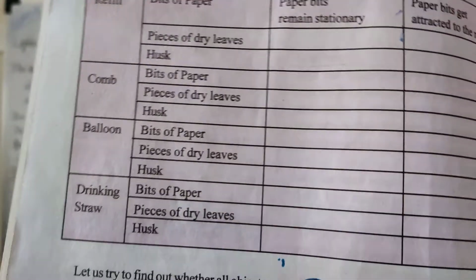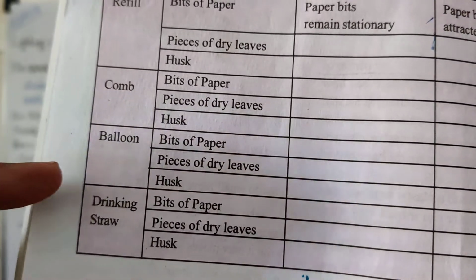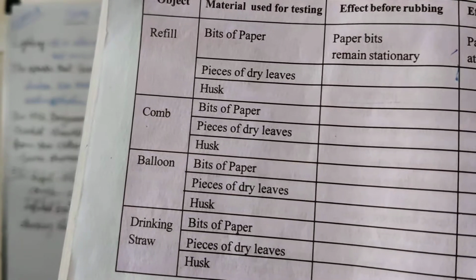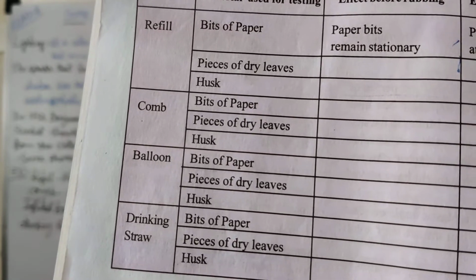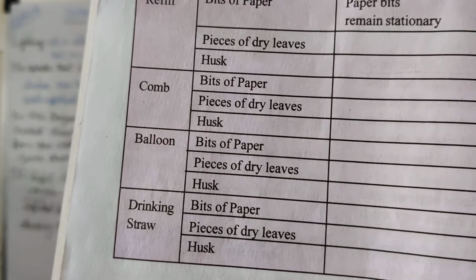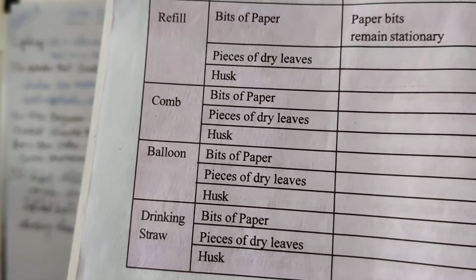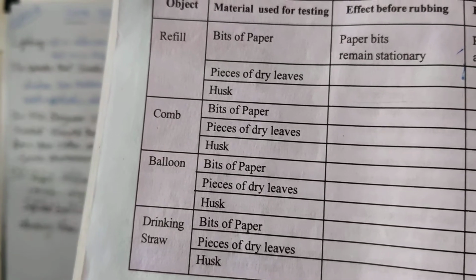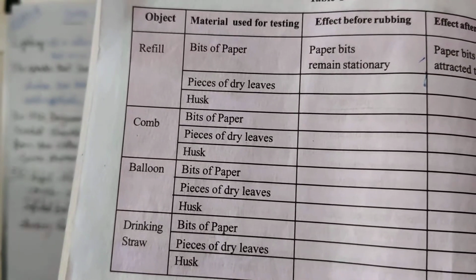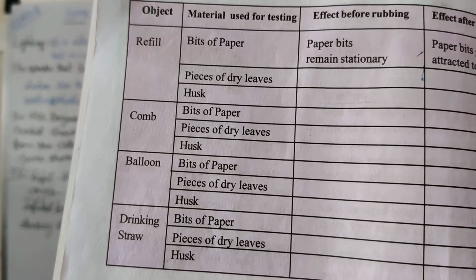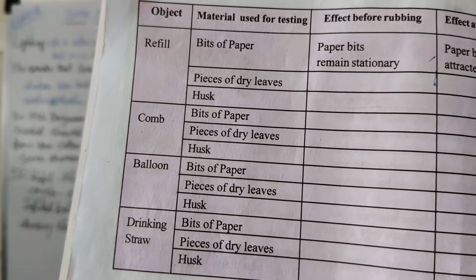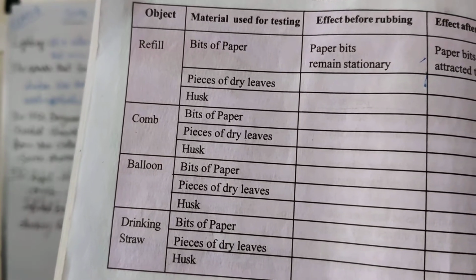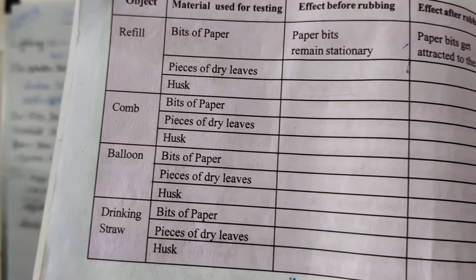Like that, you repeat the same activity with the comb, balloon and drinking straw. So comb you have to rub on your dry hair and bring near the bits of paper, pieces of dry leaves and husk. Before rubbing, just you observe whether there is an attraction between the comb and bits of paper, dry leaves and husk. Obviously there is no attraction. But after rubbing that comb on your dry hair, it acquires some charge. Then due to that, it attracts bits of paper, pieces of dry leaves and husk.